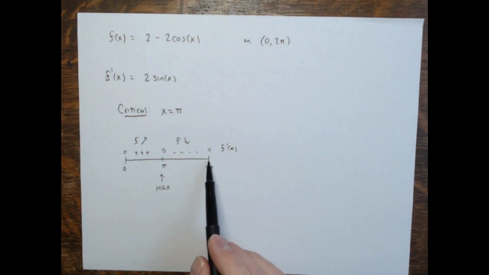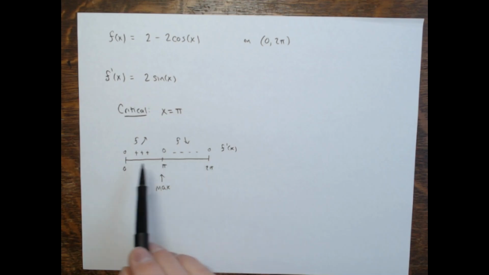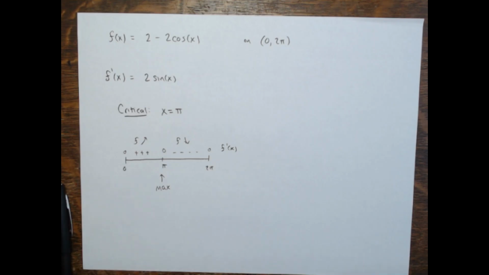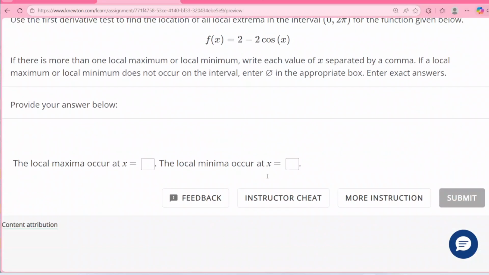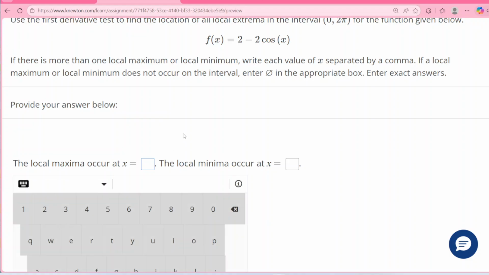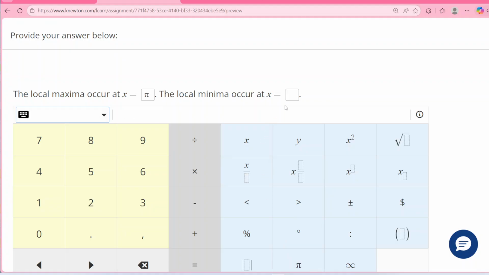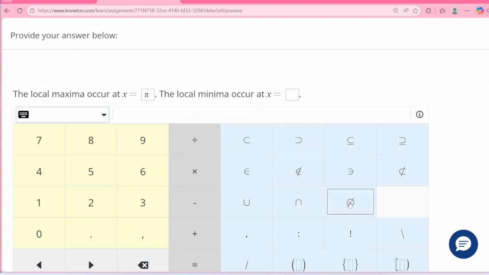Now there would be a local minimum at 0 and at 2 pi. It would keep alternating, but they only ask for the ones in between. There's only one local max, and that occurs at x equals pi, and no local min. So that empty set symbol in the sets area.